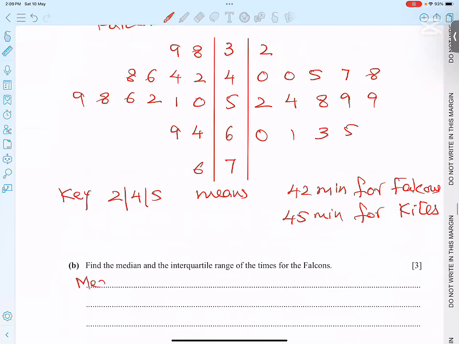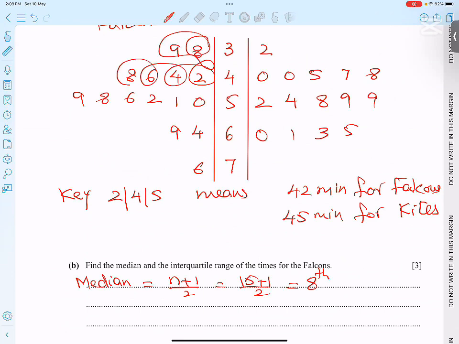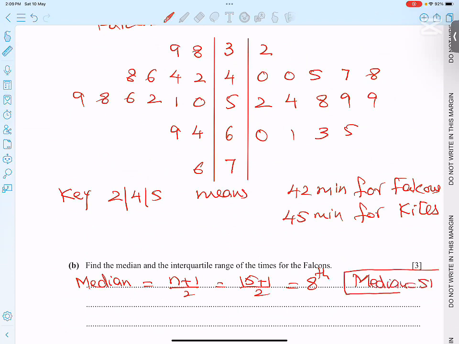So what is the formula for the median? Let me write. The formula is (n plus 1) divided by 2. So 15 plus 1 is 16, divided by 2, so we've got the eighth term. 1, 2, 3, 4, 5, 6, 7, 8. So it means 51. So 51 minutes is our answer for the median.